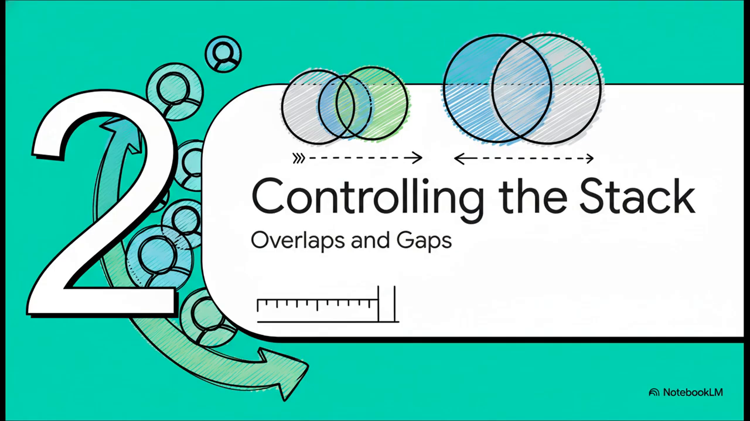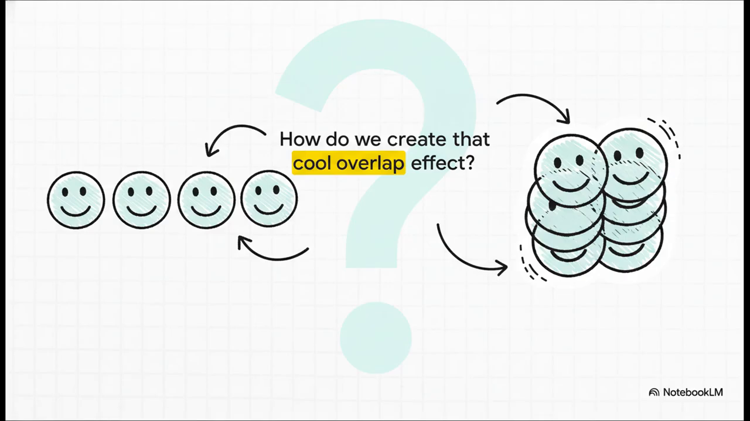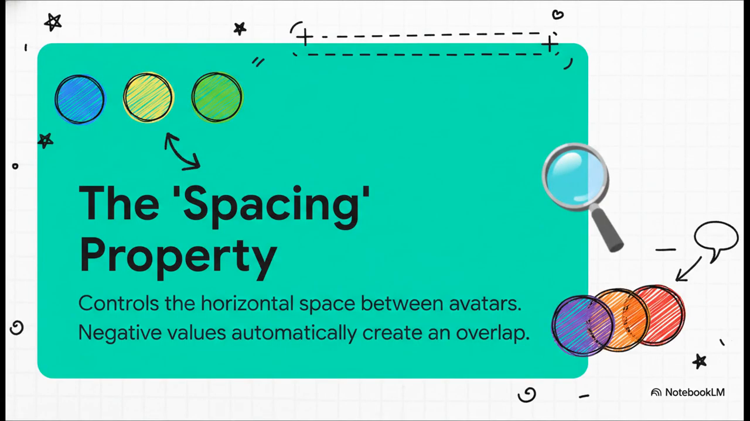Now, this is where it gets really cool. How do you actually control that stacking effect? Well, the secret is a single, powerful property that controls the spacing for every single avatar in the group. So the goal is to go from just a simple row to that really slick, overlapping stack. And the great news is, you don't need to manually position each and every one. It's all handled by one thing, the spacing property.